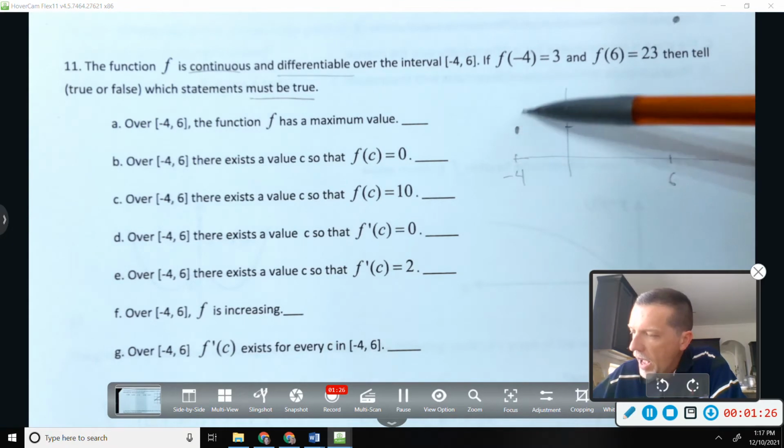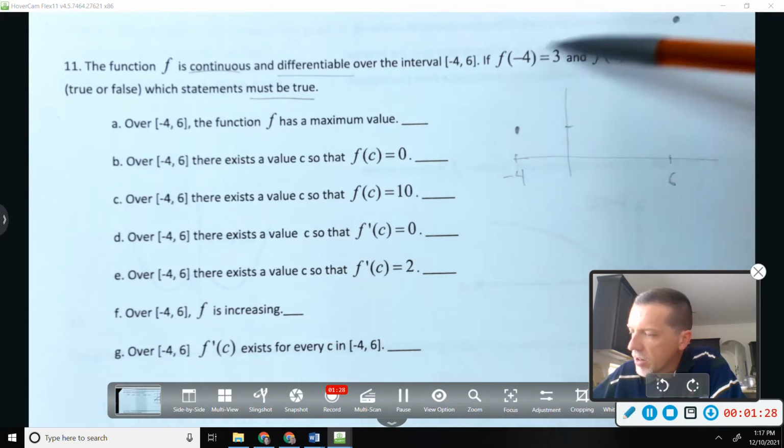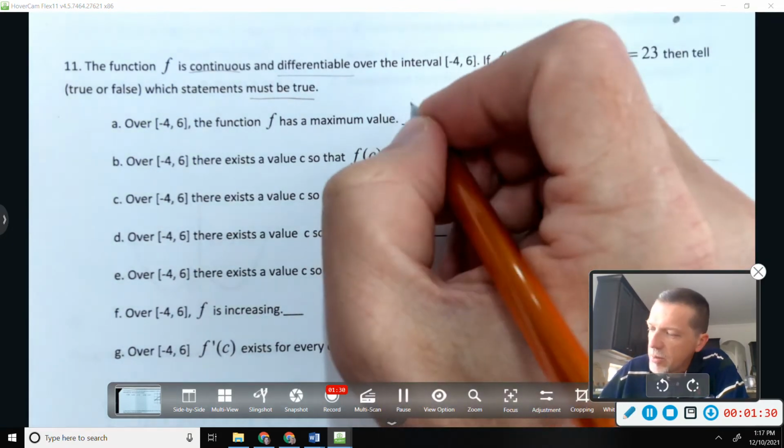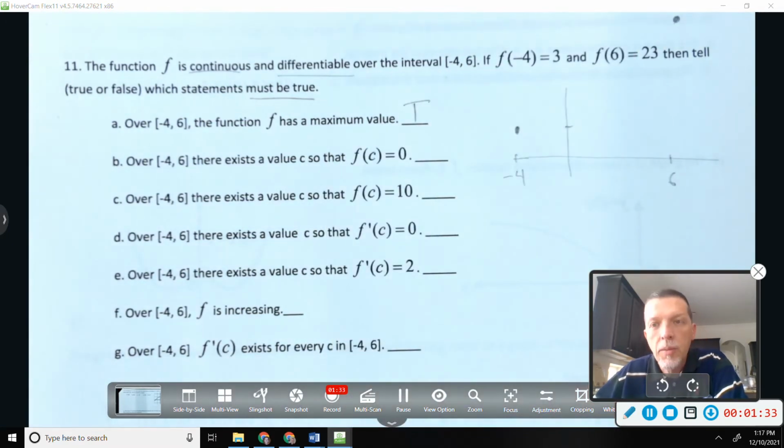Over -4 to 6, the function has a maximum value. Let's see, how else could I get there? Regardless of how I get from -4 to 6, there's got to be a maximum in there somewhere. There might be more than one. It could have two peaks that are the same, but it's going to have a maximum somewhere between -4 and 6.